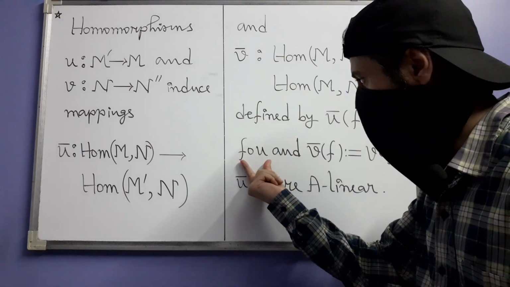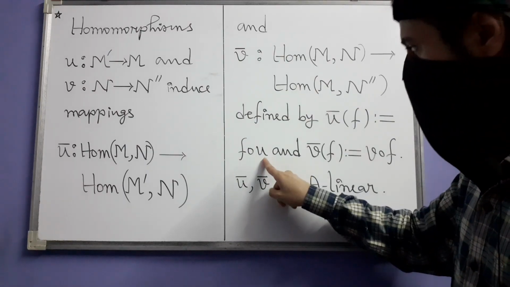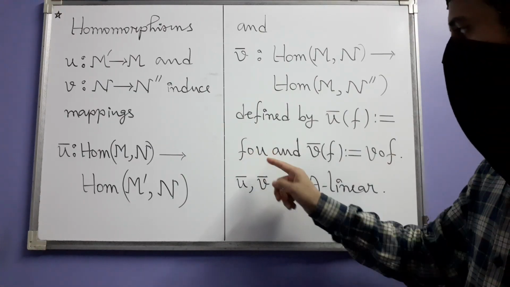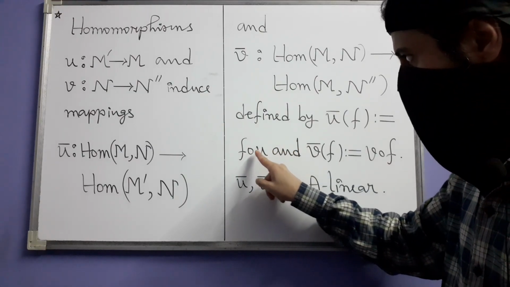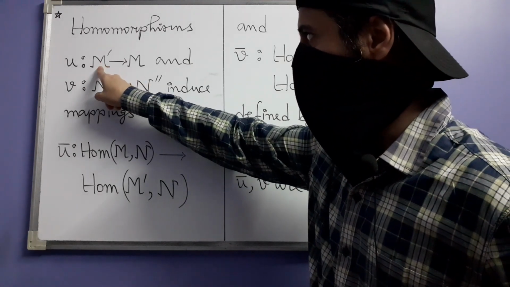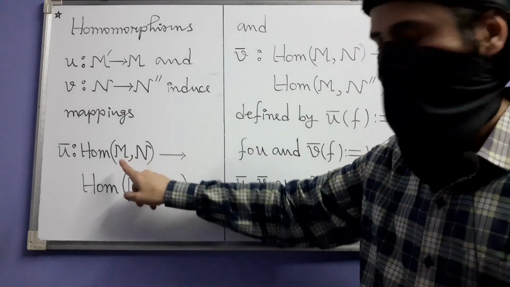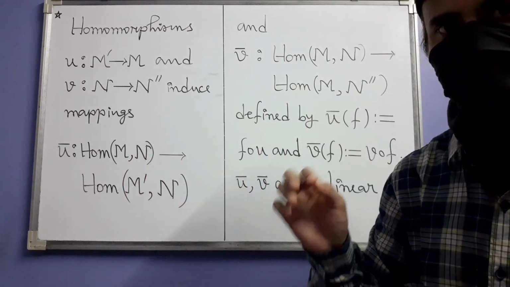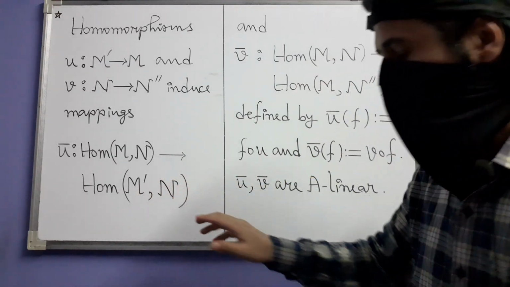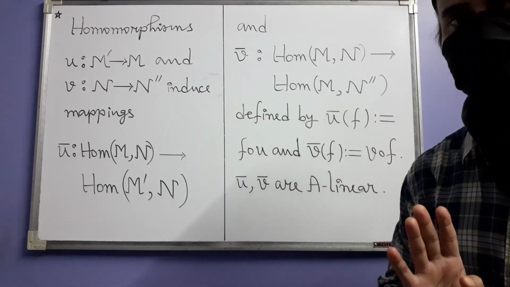What type of function is this? When you apply this function on something, first u gets applied and then f. So that means this will be a function from the domain of u to the codomain of f. Domain of u is M prime. And codomain of f will be what? Since f is a mapping from M into N, the codomain is N. So this is a function from M prime to N. So you have got at least a function from M prime into N, right?